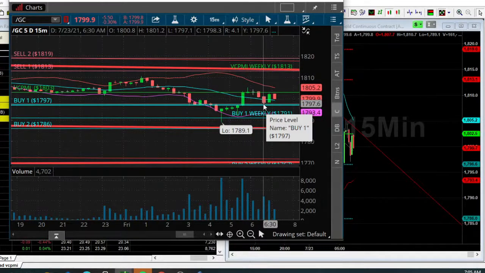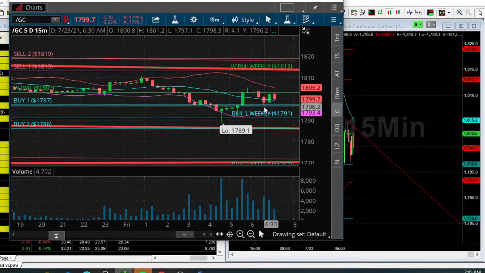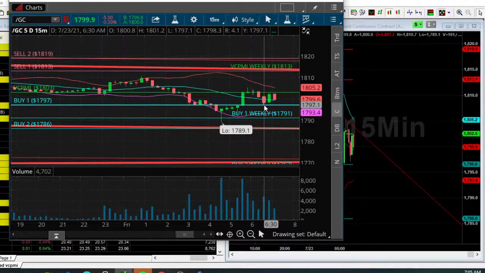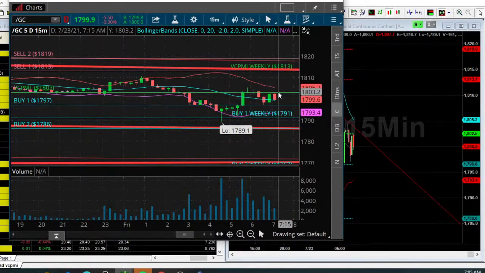Right now, it's on a buy mode from 1798. So for all practical purposes, you can use the 1797 as your protective level, conservatively, as one of the stops. And 1803 is the target.